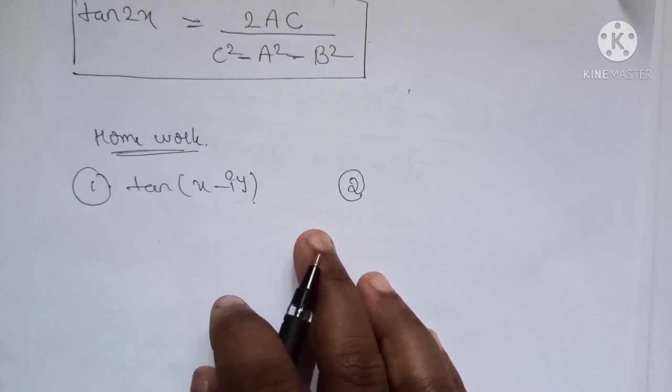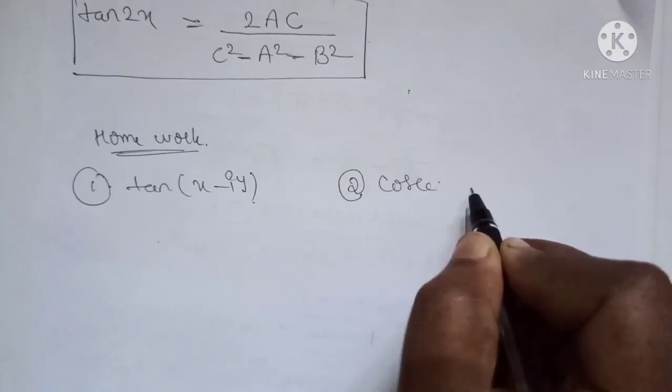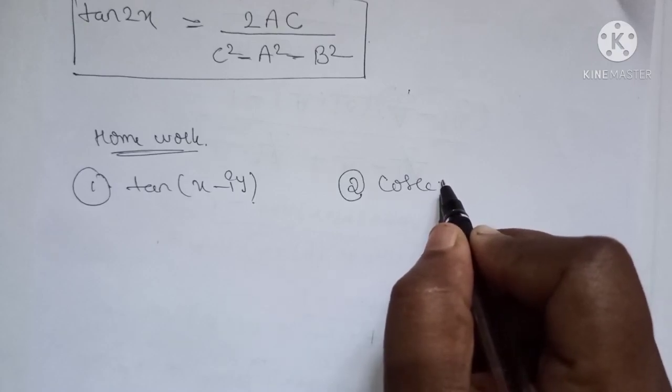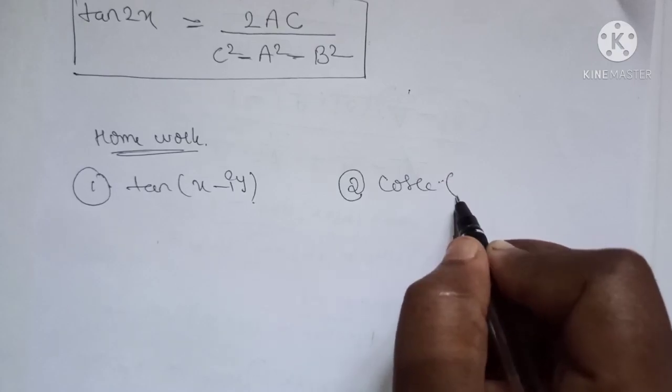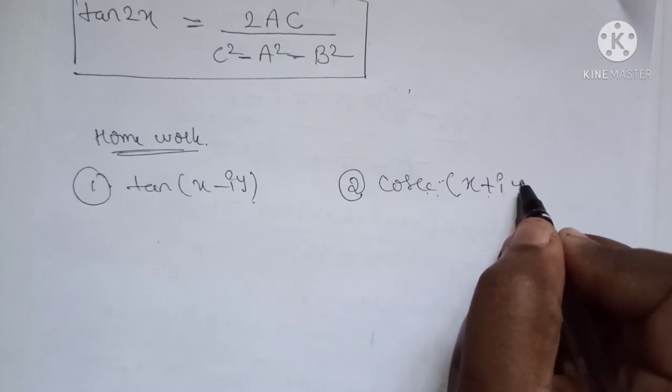Okay, and the second one is cosec(x + iy). So not h, here simply it is cosec(x + iy). Okay.